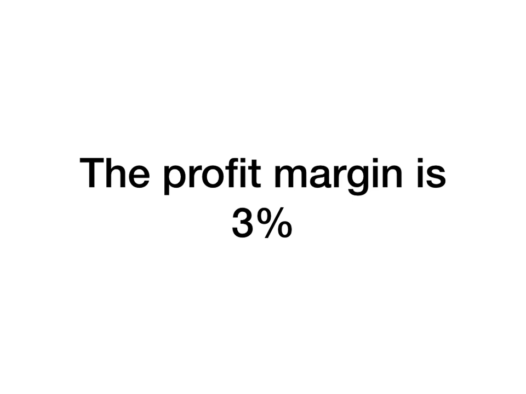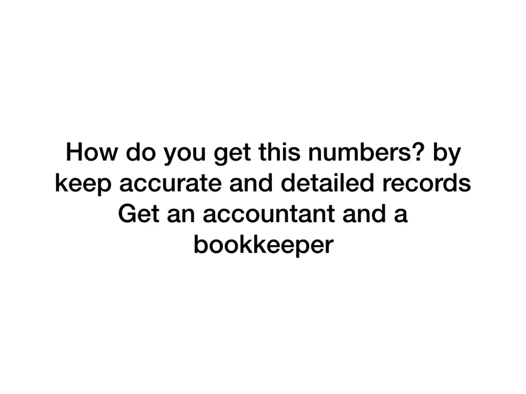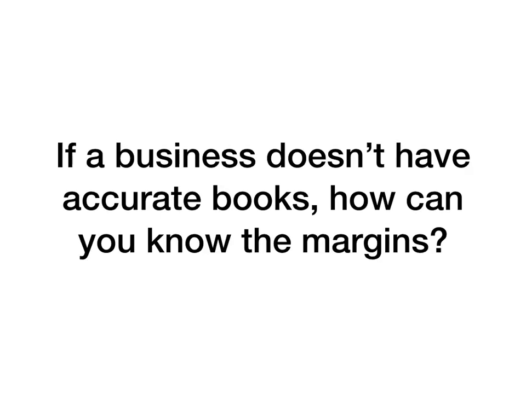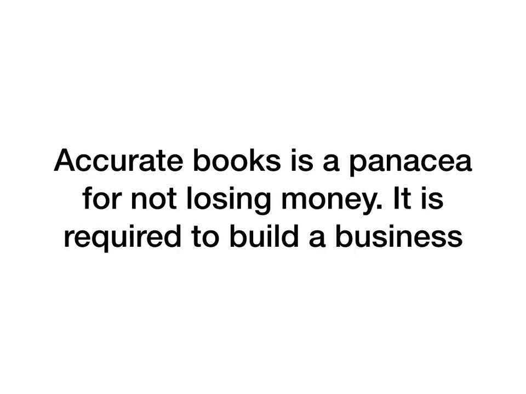How do you get these numbers? You get these numbers by keeping accurate and detailed records. Best thing you can do, get an accountant and a bookkeeper. If your business does not have accurate books, how can you know the profit margins? How can you know the gross margins? How can you know if you are profitable or not? Accurate books is a panacea for not losing money. It is required to build a business.